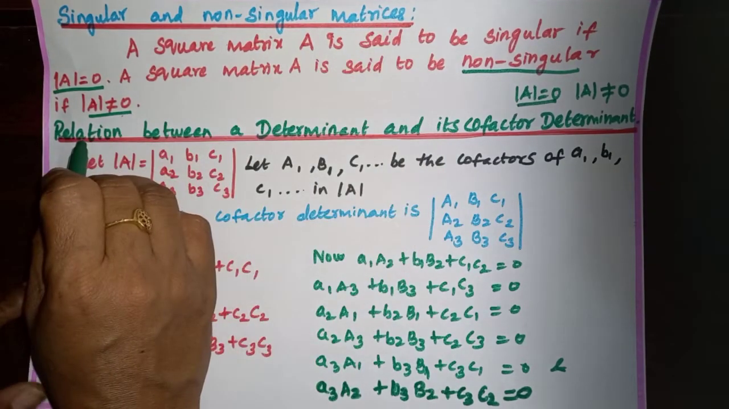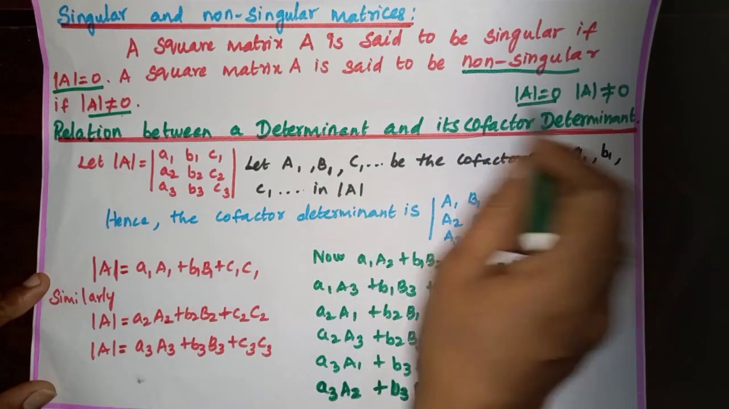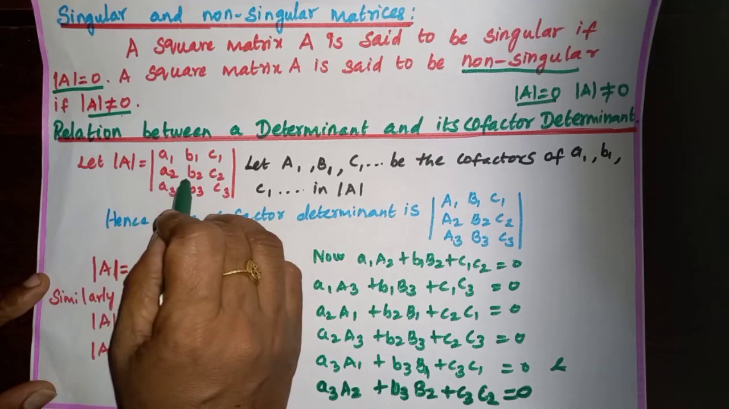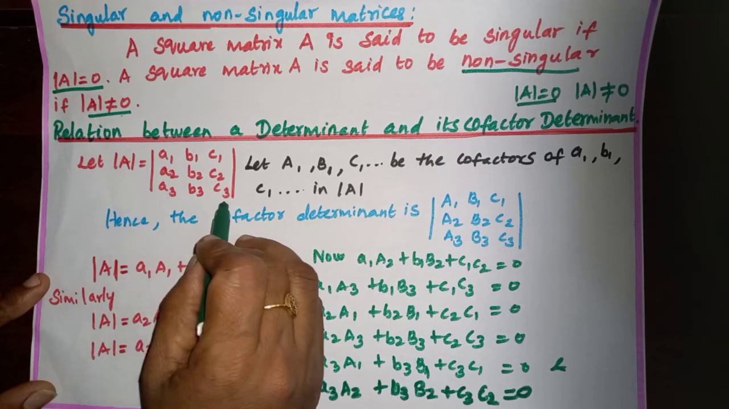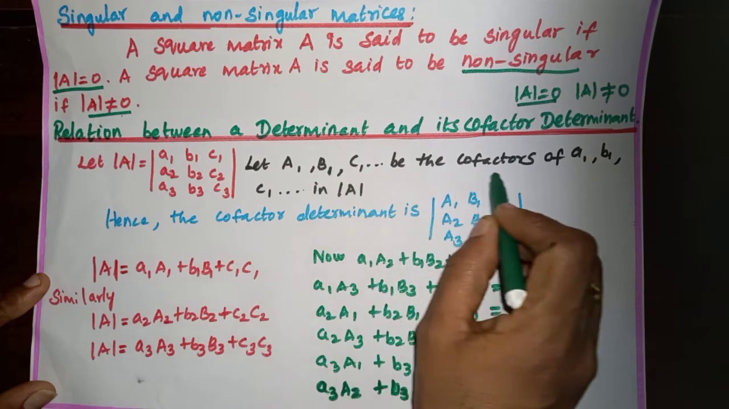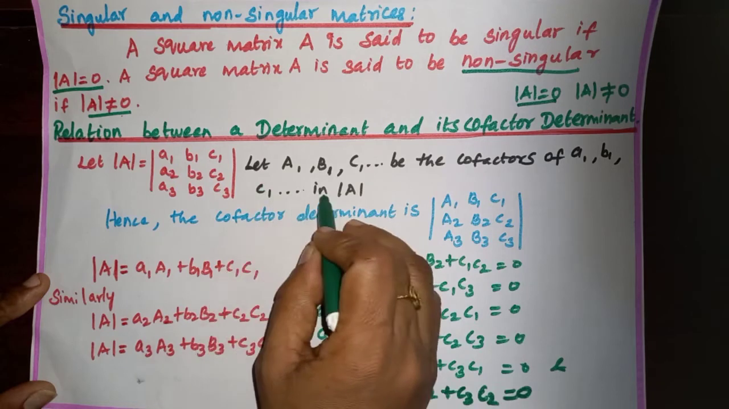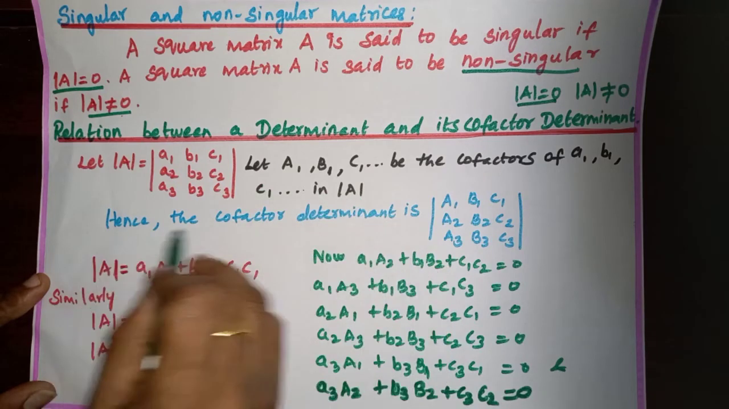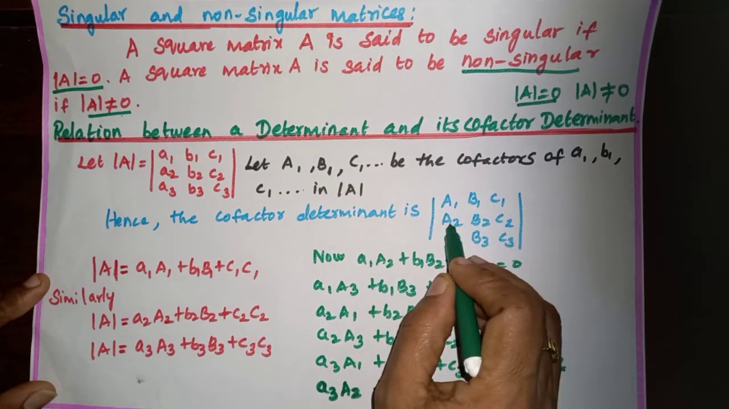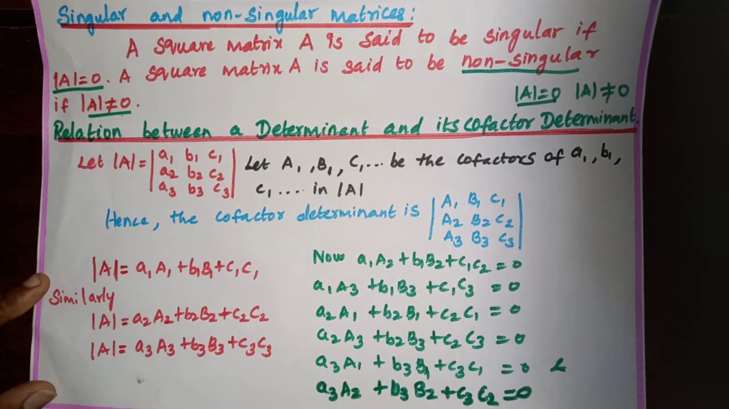Next, we are going to see the relation between a determinant and its cofactor determinant. Let determinant of A equal a1, b1, c1, a2, b2, c2, a3, b3, c3. Let capital A1, capital B1, capital C1 be the cofactors of small a1, small b1 and small c1 in determinant A. Hence, the cofactor determinant is the determinant of A1, B1, C1, A2, B2, C2, A3, B3, C3.